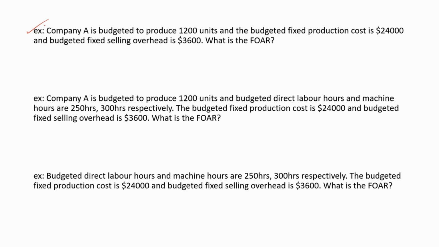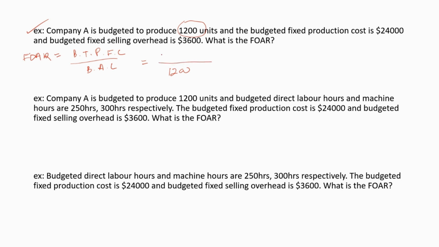Company A is budgeted to produce 1200 units, the budgeted fixed production cost is $24,000 and the budgeted fixed selling overhead is $3,600. What is the FOAR? So the FOAR is equal to budgeted total production fixed cost divided by budgeted activity level. In this example, the only activity level they have given is the units, 1200. So we can directly use 1200 as the budgeted activity level.